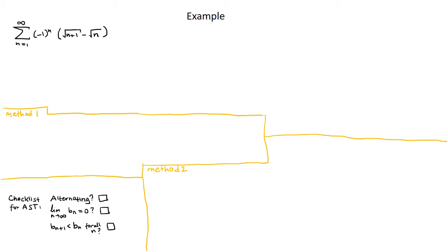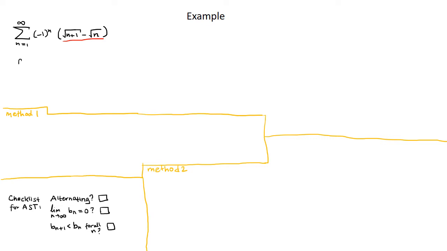Let's look at another example. So we're looking at the series summing from 1 to infinity, terms that look like negative 1 to the n times the square root of n plus 1 minus the square root of n. First off, this looks like it's alternating, but we should double check. So maybe our first question is, what signs are possible for this expression?